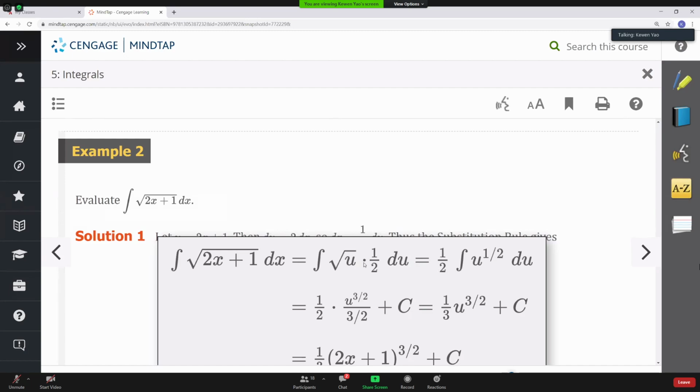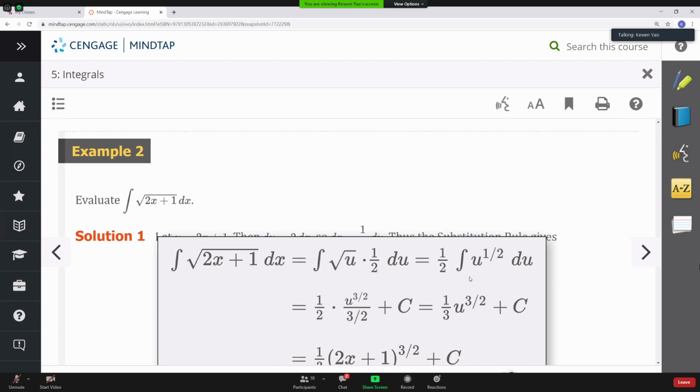The 1/2 scalar you can put outside. So write this as a power function, u to the power 1/2. Then you can use the formula for the antiderivative of u to the n, remember? It's 1 over n plus 1, so 1 over 3/2, u to the power n plus 1, which is 3/2, right? Simplify that.